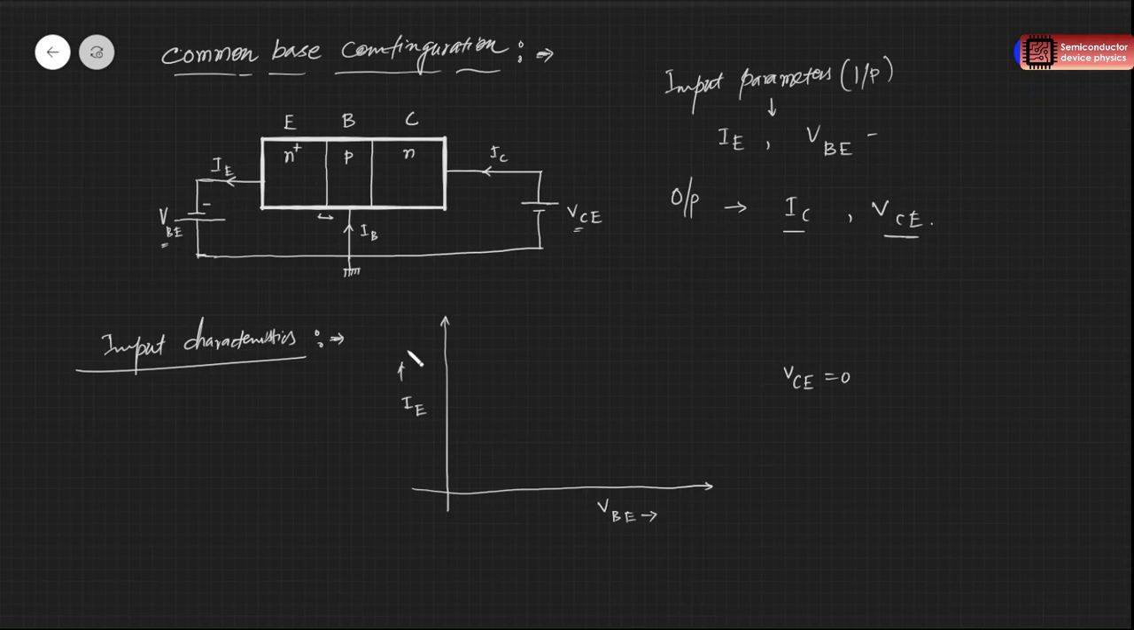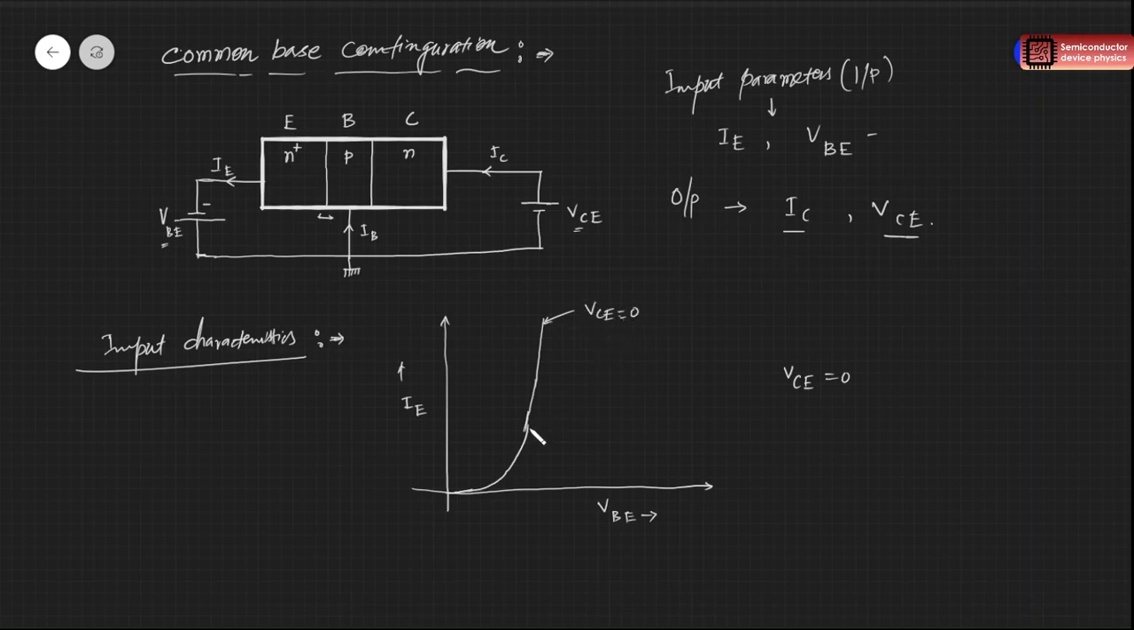as in a forward bias diode. It will increase exponentially. So it's a diode forward characteristic. It has a knee voltage, and then it increases exponentially. So this is for VCE equal to 0.